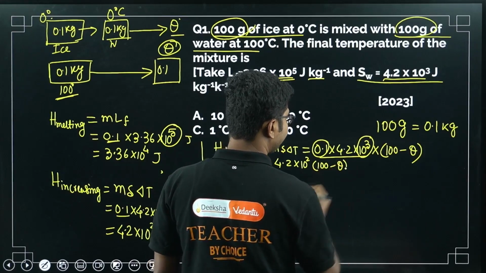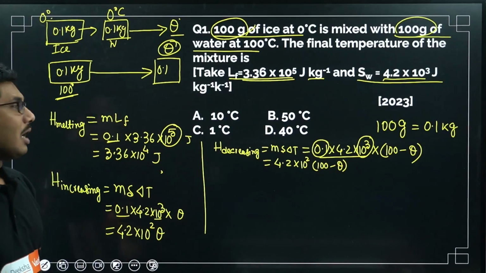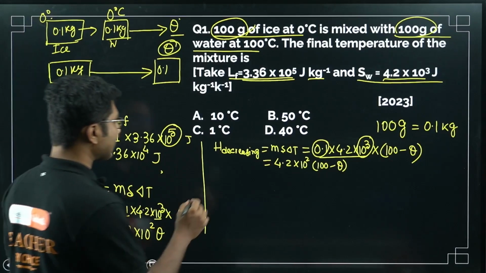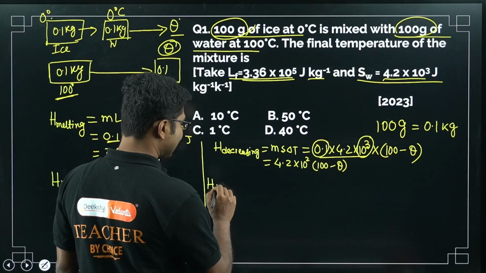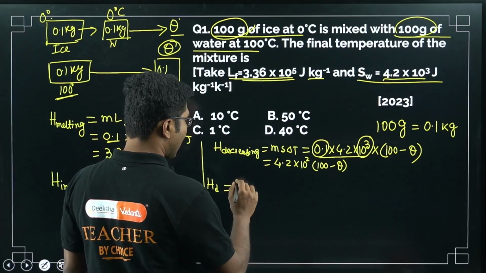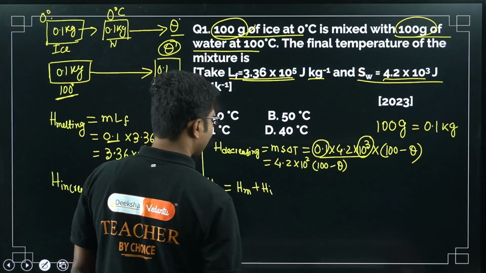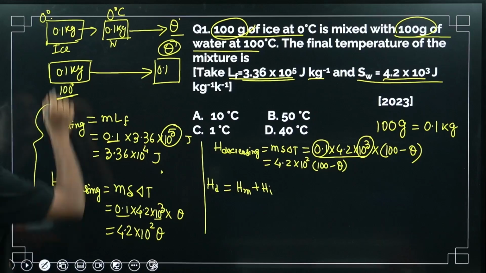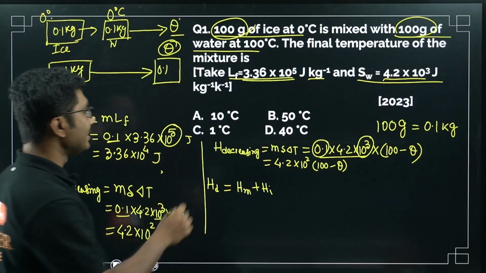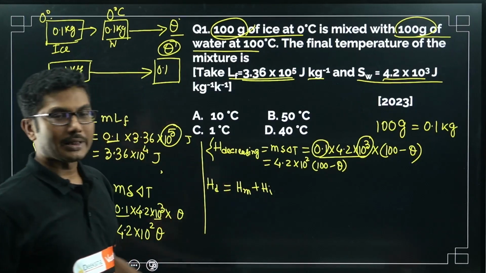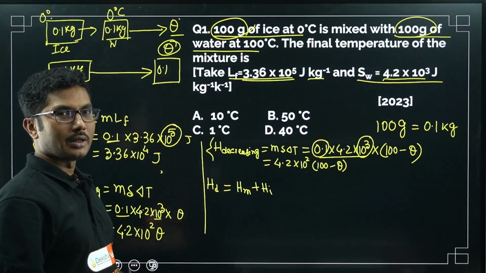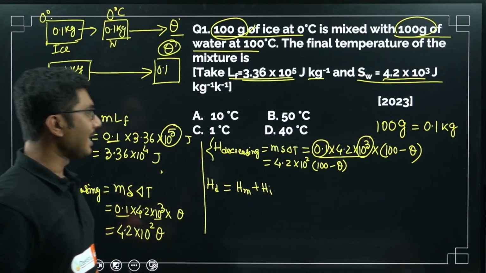100 minus theta. Now from the calorimetric calculation we can say that H decreasing should be equal to H melting plus H increasing. Okay, so this much heat was absorbed by the ice and this much heat is given out by the water. So they should be equal, right? So we have written like that.